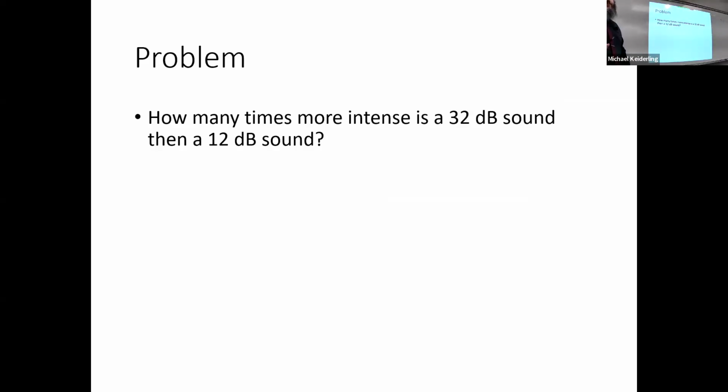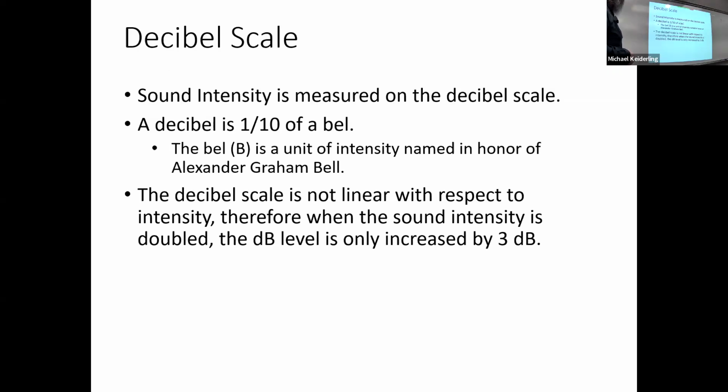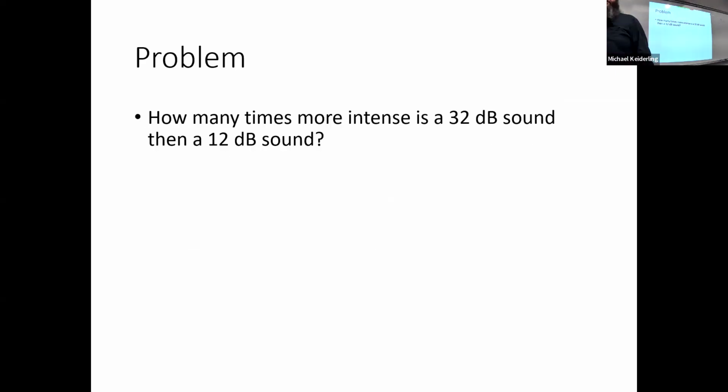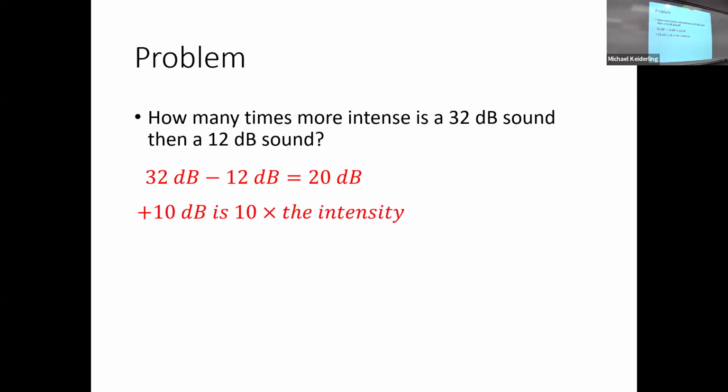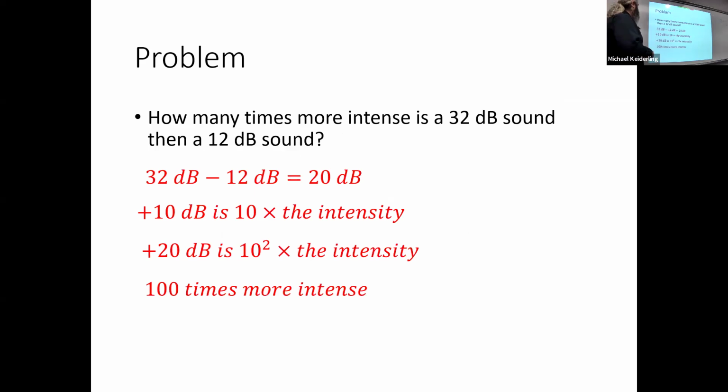So how many times more intense is a 32 decibel sound than a 12 decibel sound? Well, first, let's look at the difference. So every 10 decibels corresponds to an increase in intensity by a factor of 10. So 32 decibels compared to 12 decibels, the difference is 20 decibels. Plus 10 decibels is 10 times the intensity. Plus 20 decibels is 10 to the 2 times the intensity. So that's 100 times more intense.